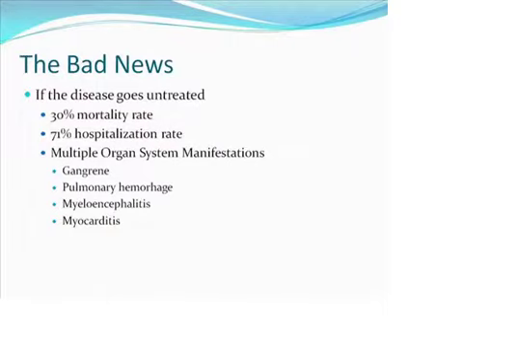If the disease goes untreated, you're in a heap of trouble. RMSF has a 30% mortality rate if no action is taken, and a 71% hospitalization rate even if action is taken. RMSF can wreak havoc on your internal body systems, causing things such as gangrene, pulmonary hemorrhage, myeloencephalitis, and myocarditis.